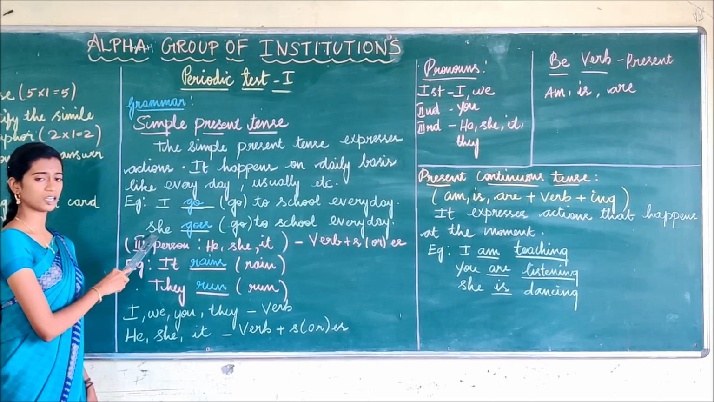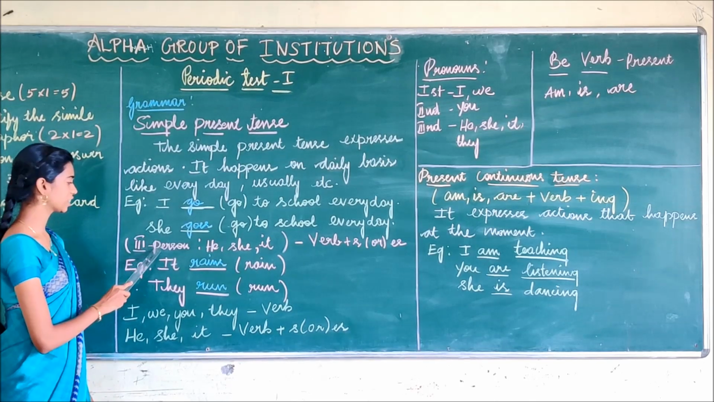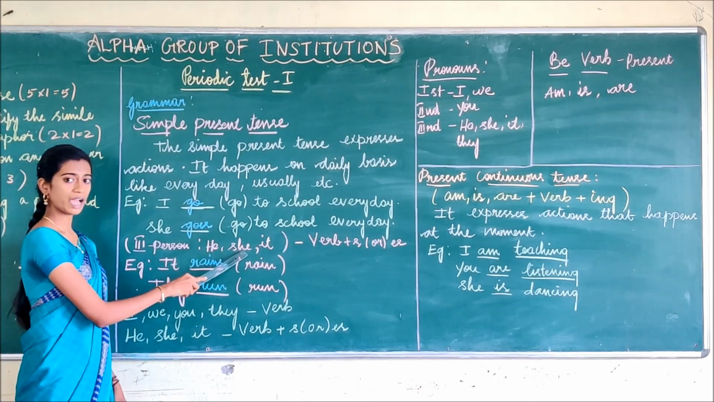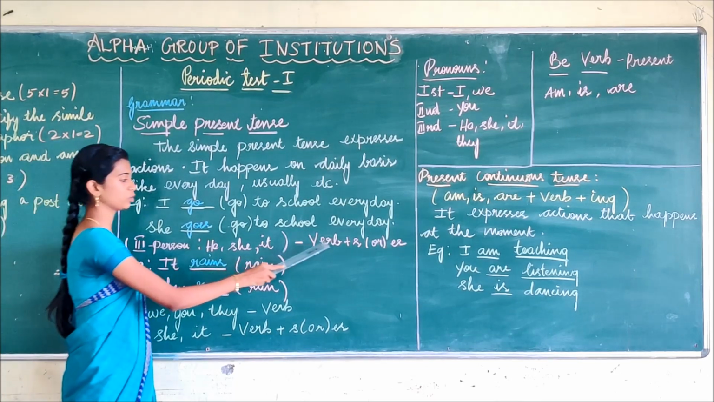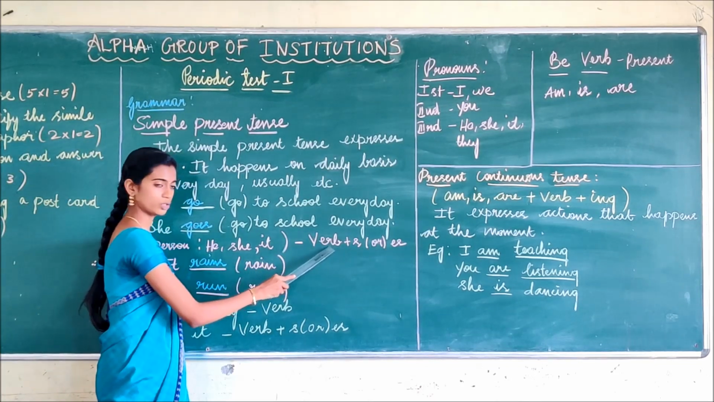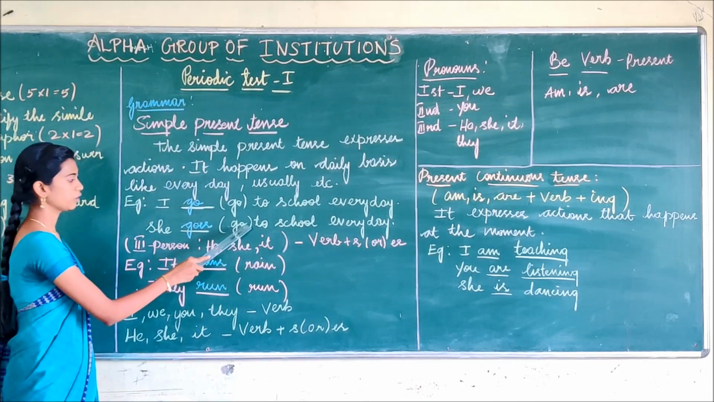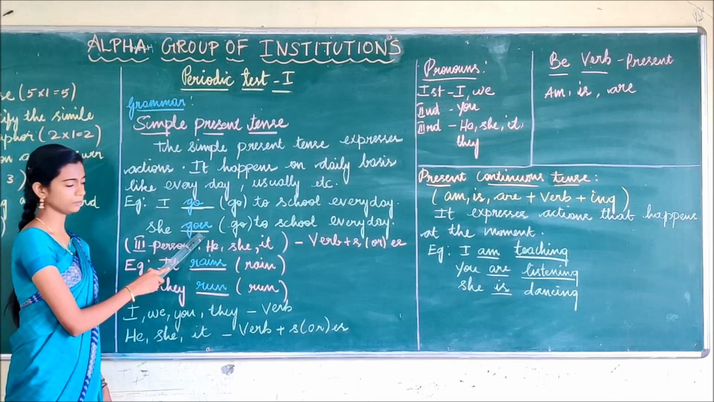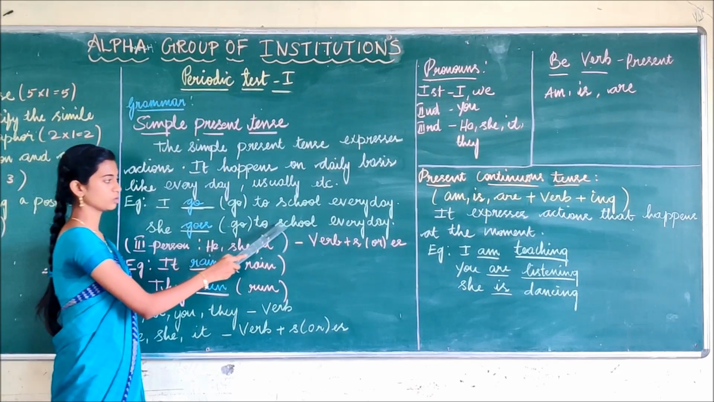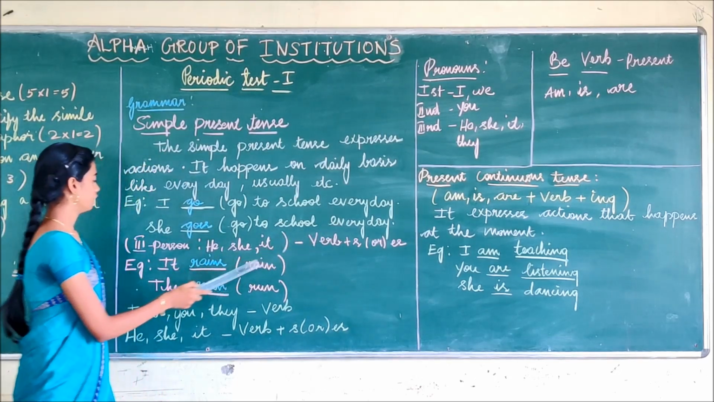So what does she mean? She is the third person singular. What you have to do? If the subject is third person singular, you have to add s or es to the verb. So you have to add es to the verb. G-O-E-S. She goes to school every day.